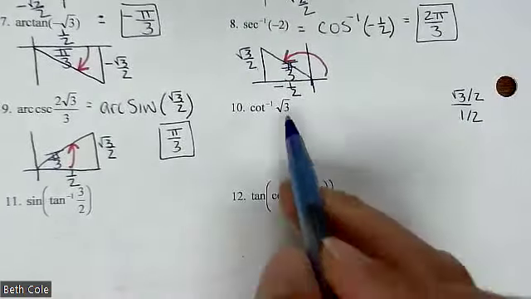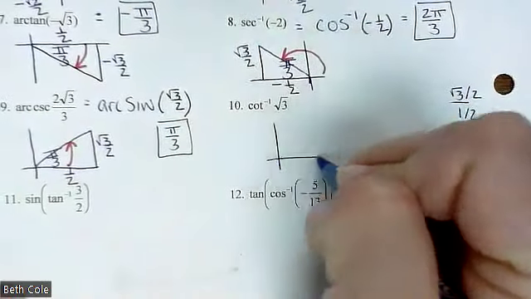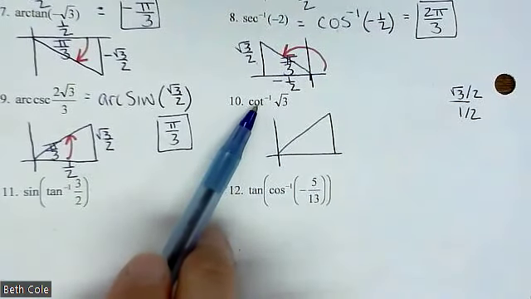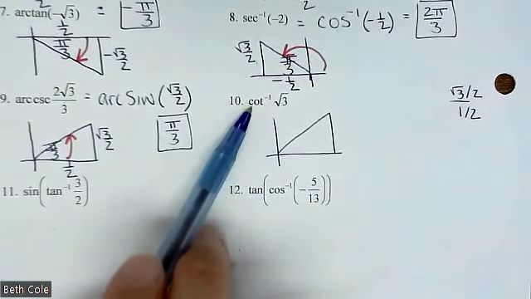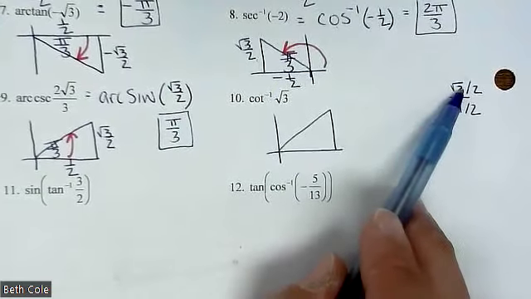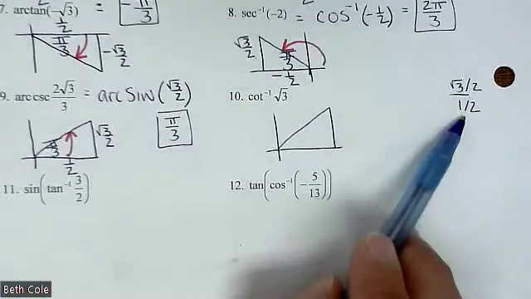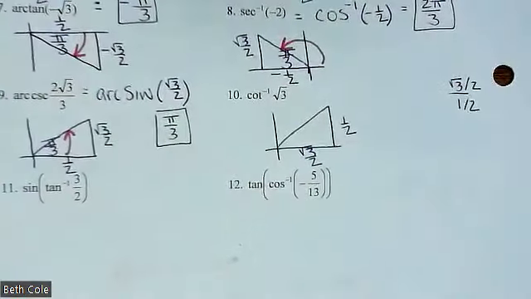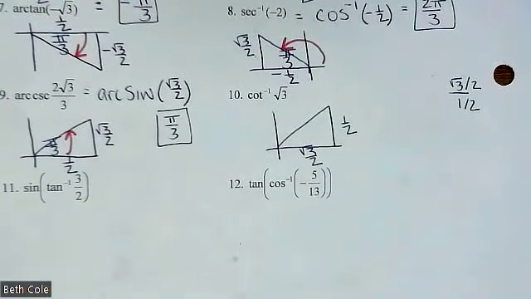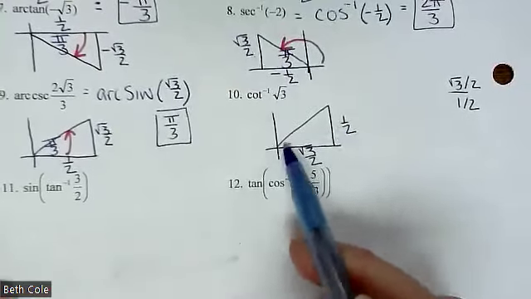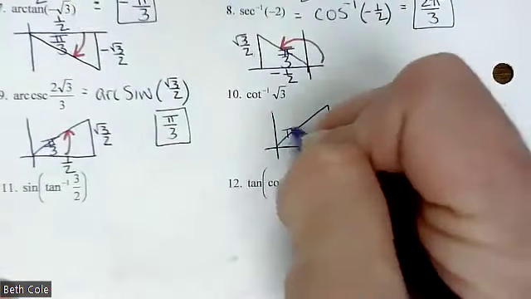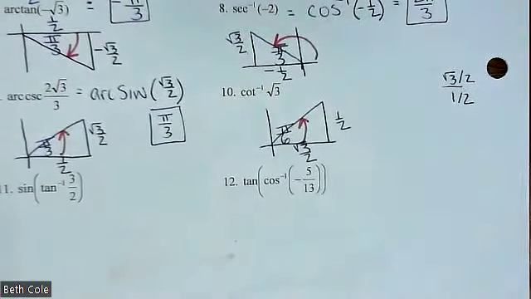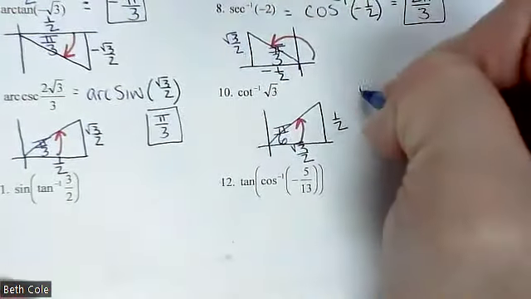So what quadrant are we in for that one? 1, because it's positive. How do you get cotangent? X over y. Good. So this is x, and this is y. X over y. So square root of 3/2 is the x. 1/2 is the y. What's your angle across from 1/2? Pi/6. And because you are in quadrant 1, that is your answer.